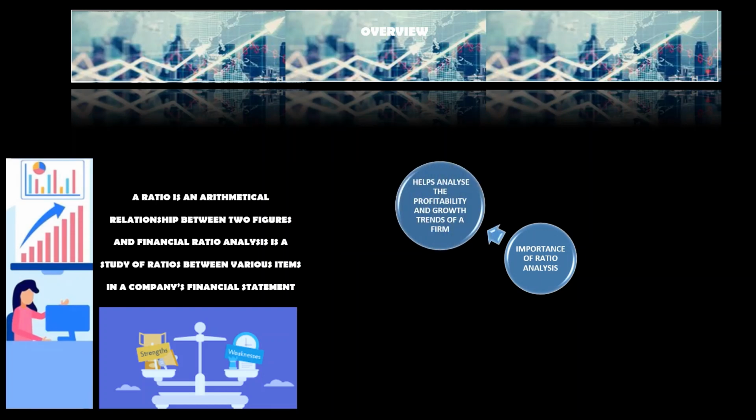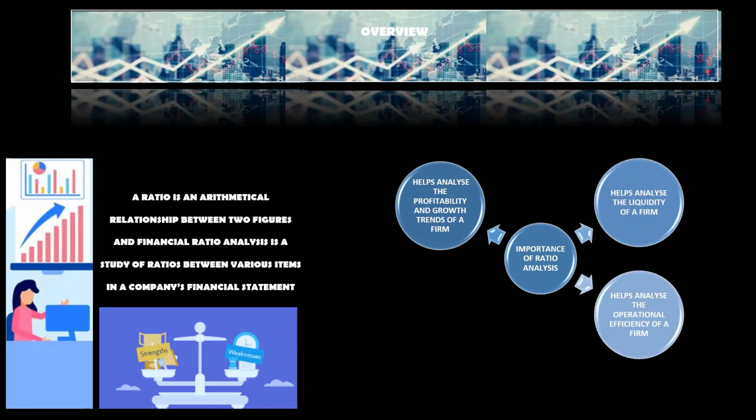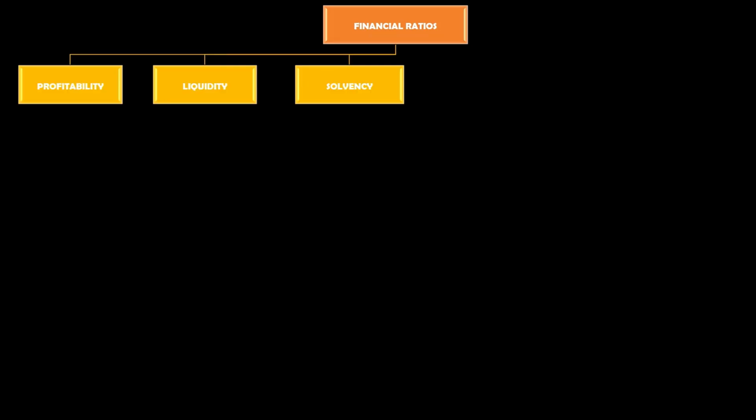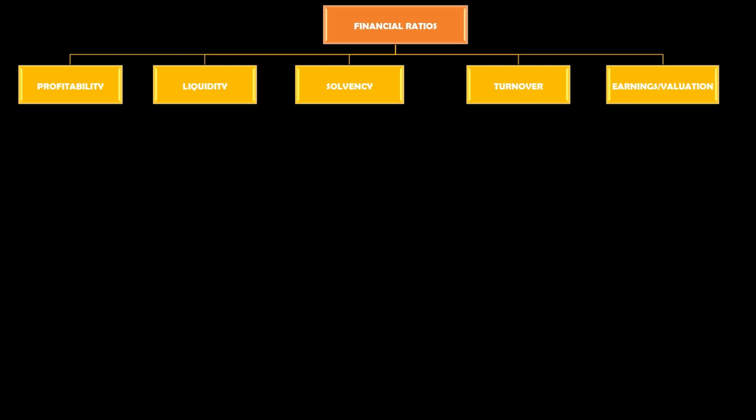It helps analyze the profitability and growth trends of a firm, and also helps analyze the liquidity and the operational efficiency of the same. It helps identify the risks associated with the firm, it provides guidance to investing, and it also helps in planning and forecasting. Financial ratios have been classified as profitability, liquidity, solvency, turnover, and earnings or valuation ratios.